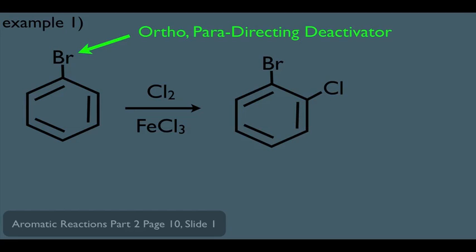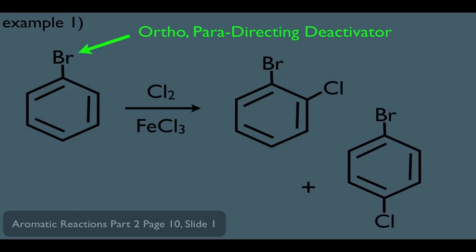That would be one of the products we get, and the other product we would get is adding the Cl para to the Br. And again, like I mentioned in the previous online lecture, this doesn't mean that doing all the analysis is a waste of our time.